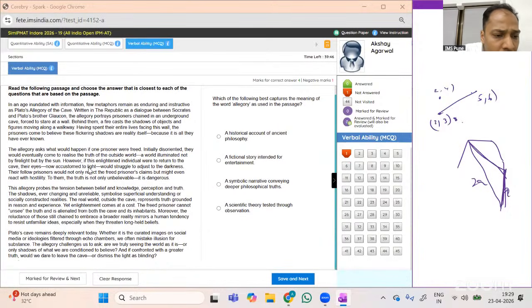In an age inundated with information, few metaphors remain as enduring and instructive as Plato's allegory of the cave, written in the Republic as a dialogue between Socrates and Plato. The allegory asks, what would happen if one prisoner were inside their entire lives facing this wall? The prisoners came to believe that this is real. What would happen if one prisoner were freed? Initially disappointed, they would eventually come to realize the truth of the outside world.